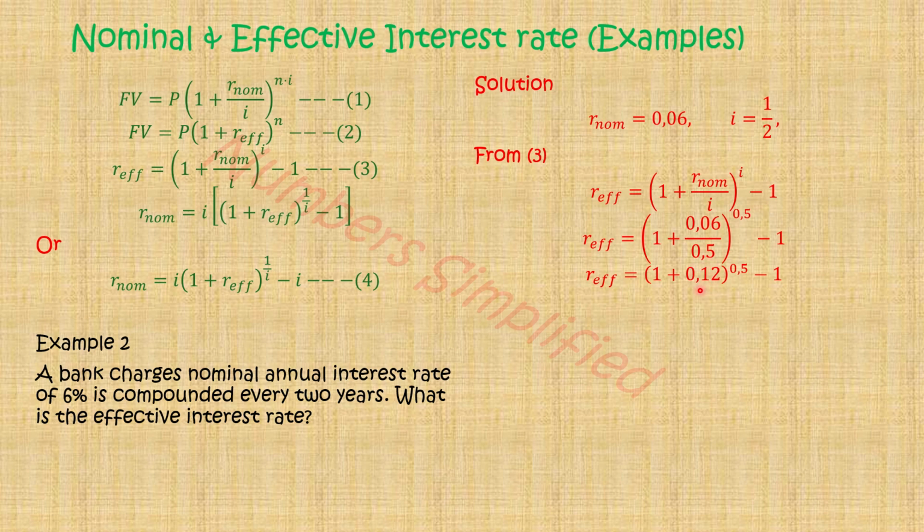Great. Now we can add what's inside the pair of brackets or parentheses so that we get 1.12, and that being raised to the power 0.5. Now we move on to evaluate that which is raised to the power 0.5. So now when we compute that, we are going to get 1.0583 minus the 1. In subtracting that, we are going to get 0.0583. That is in decimals.